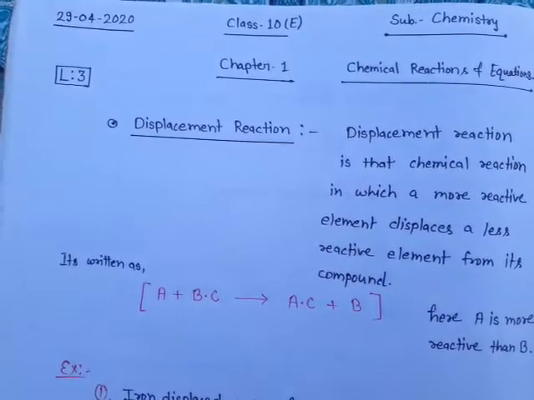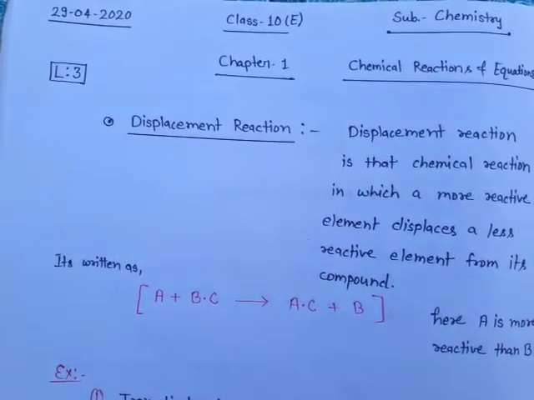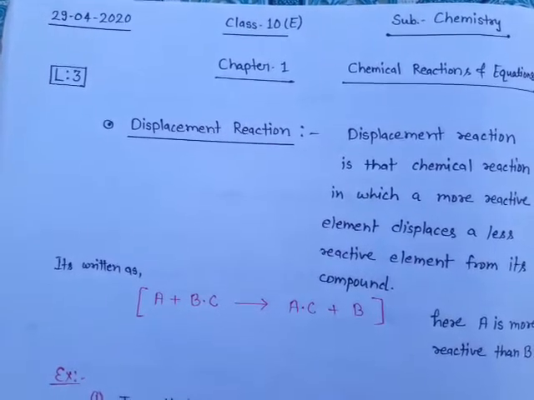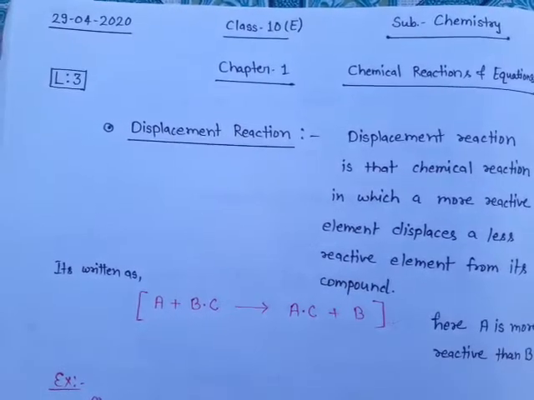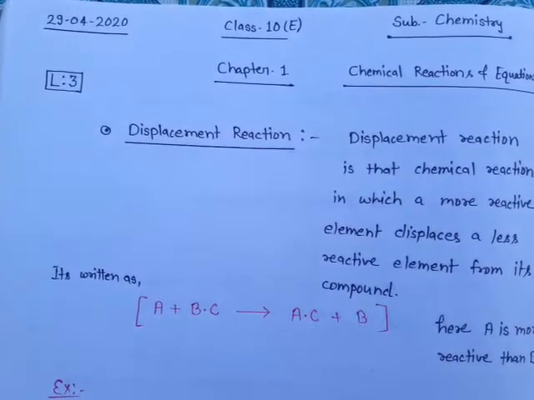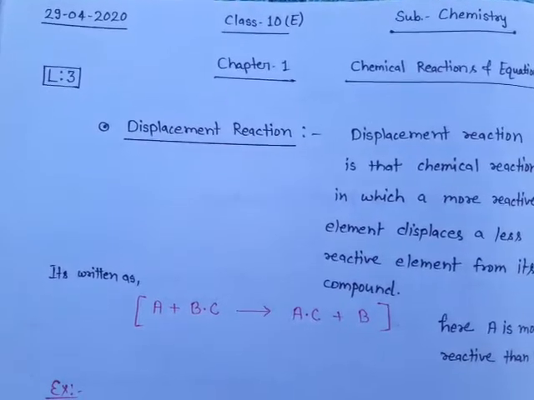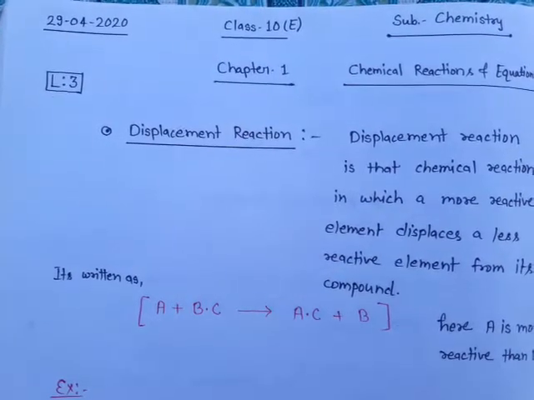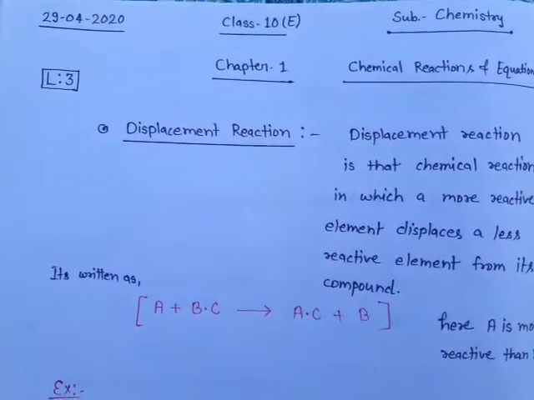Among the types of chemical reaction, we understood some types: combination reaction, decomposition reaction, displacement reaction, double displacement reaction and redox reaction. We discussed two types in the previous lecture, combination reaction and decomposition reaction. Recalling, what is a combination reaction? When two or more reactants combine together and form a single product, we say it is a combination reaction. What is a decomposition reaction? When a single reactant is split into two or more simpler products, then that reaction is said to be a decomposition reaction.